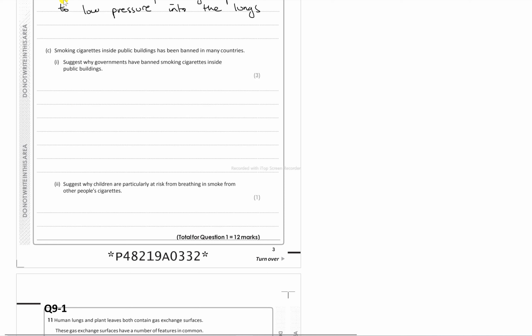Smoking cigarettes inside public buildings has been banned. Why have they banned it? Because it contains carcinogens, and when smokers breathe out smoke. Oh my god, look at the writing on that. Right, let's start that again. Smokers breathe out smoke.